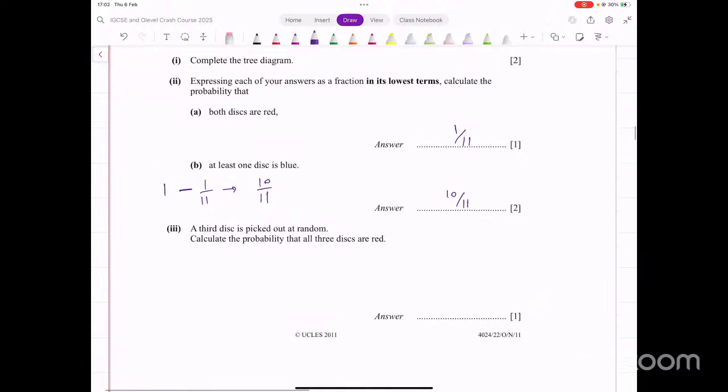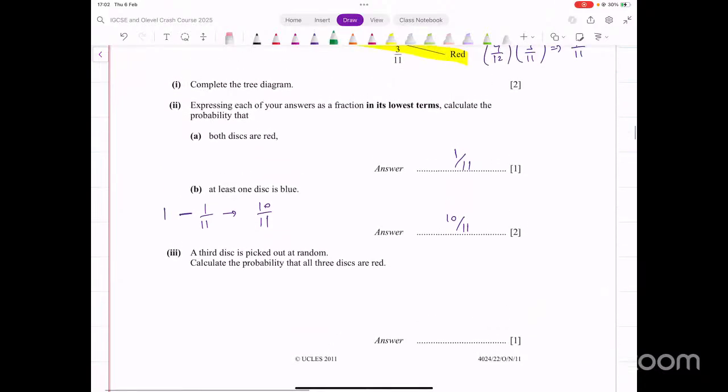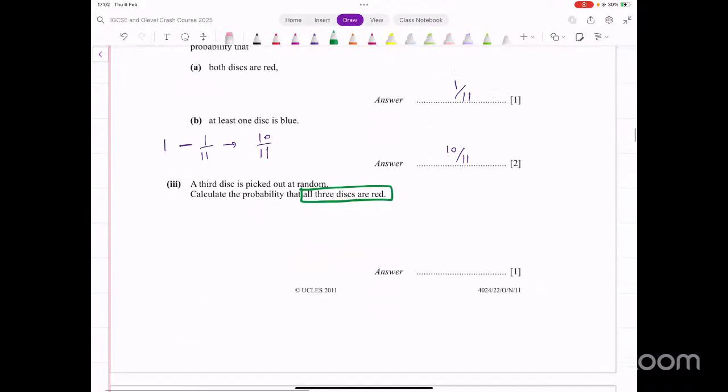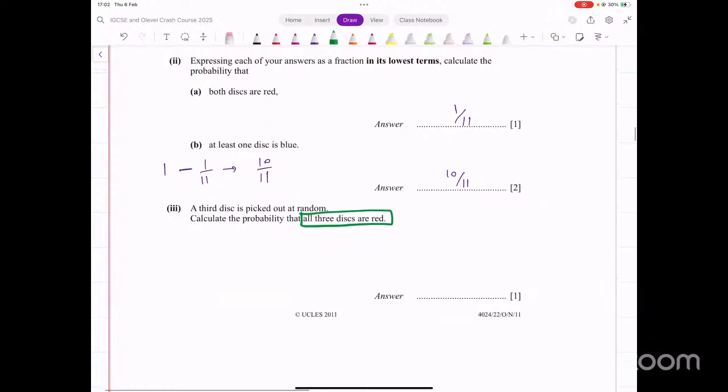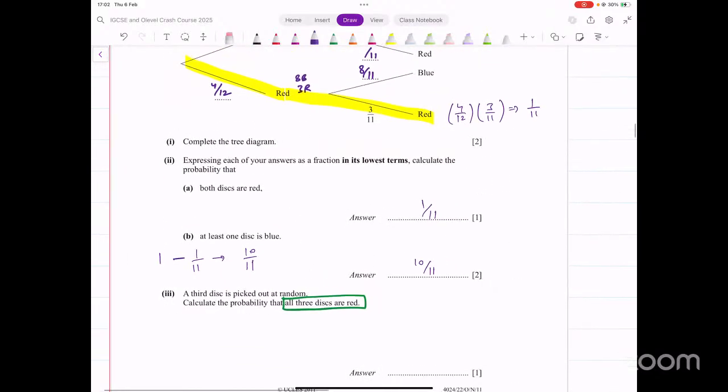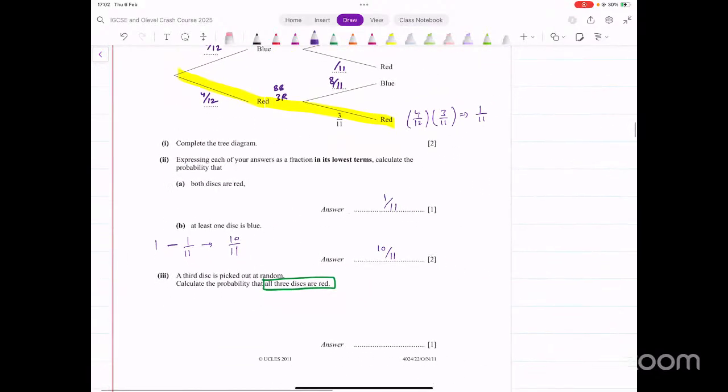And now they're saying a third disk is picked out at random. Calculate the probability that all 3 disks are red. So now they're taking out another red disk after this. We want to find the probability that all three are red. Now, do we have the probability of 2 being red? 4 out of 12, and then 3 out of 11. We multiply them. For the first one, 4 out of 12. For the second one, 3 out of 11.